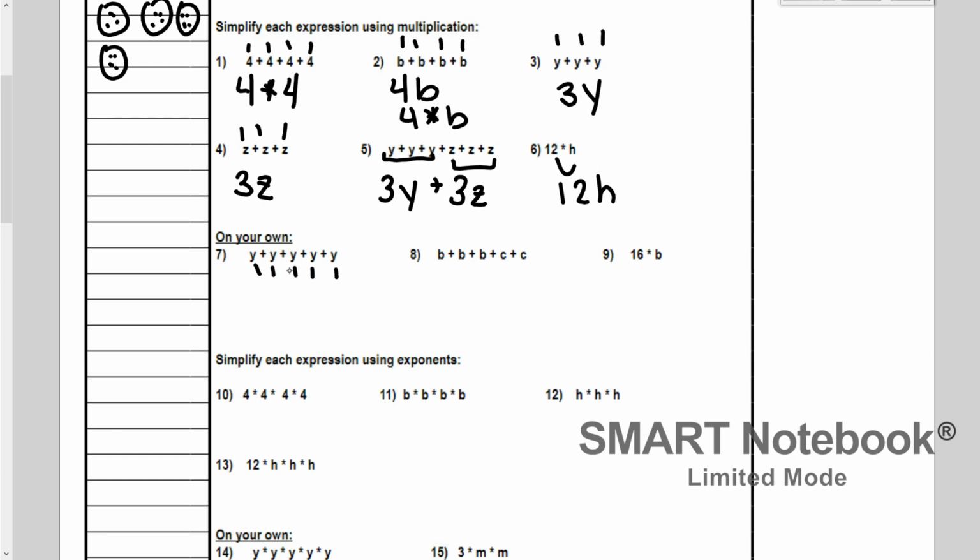So here I've got 5 groups of Y's, so I have 5Y, or 5 times Y. Here I've got 3 groups of B, so I'd have 3B, and 2 groups of C, so I'd have plus 2C. 3 groups of B and 2 groups of C, and I'd add those together to get what I would have all together. And then again, 16 times B, we would just simplify by taking out that multiplication sign and making it just 16B.